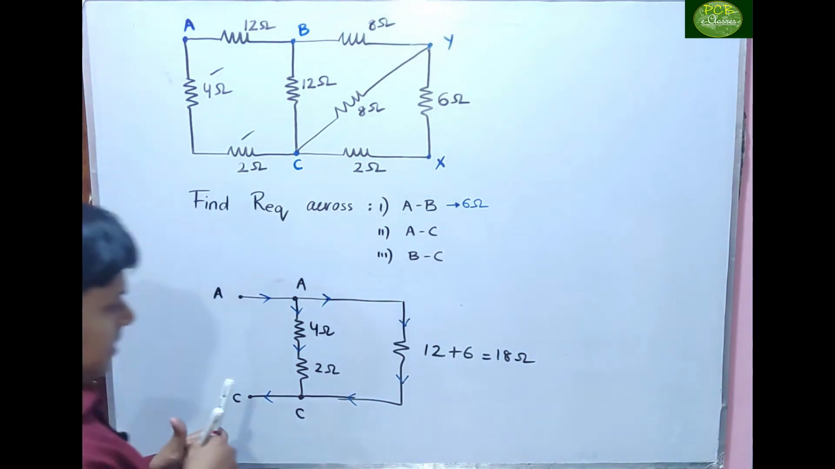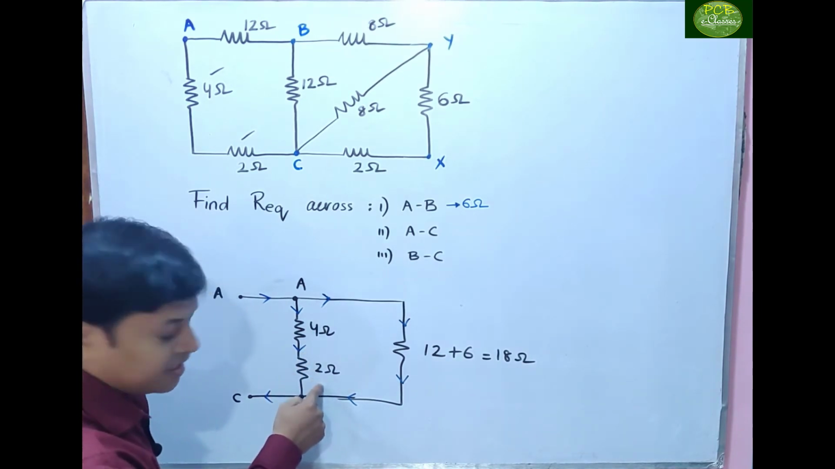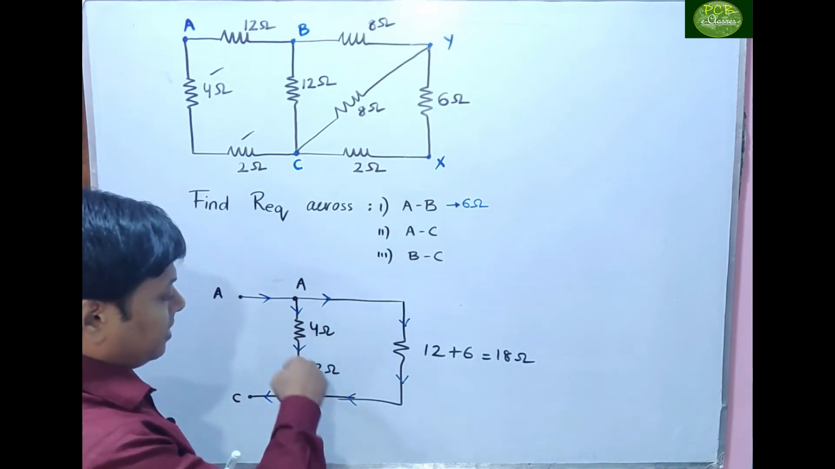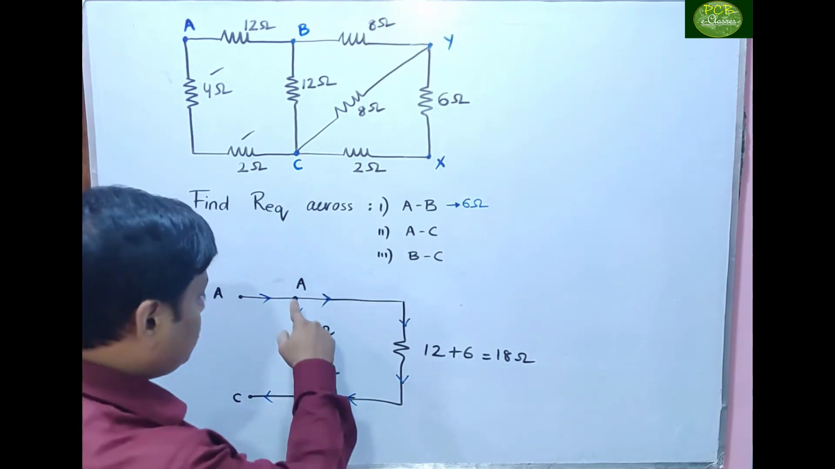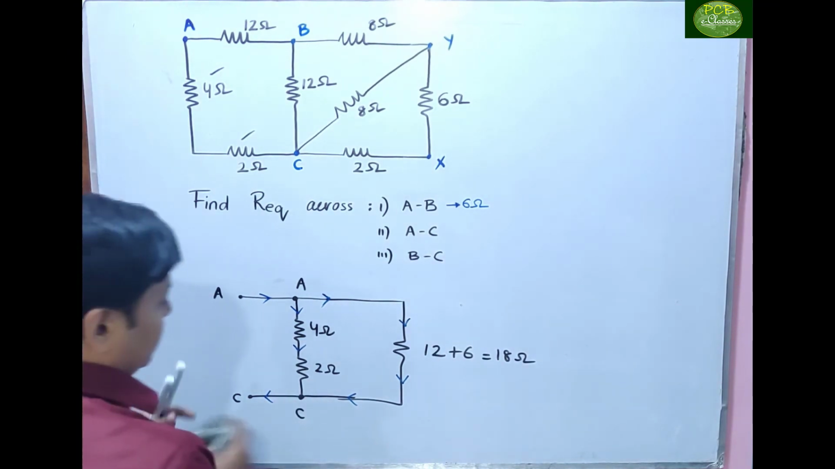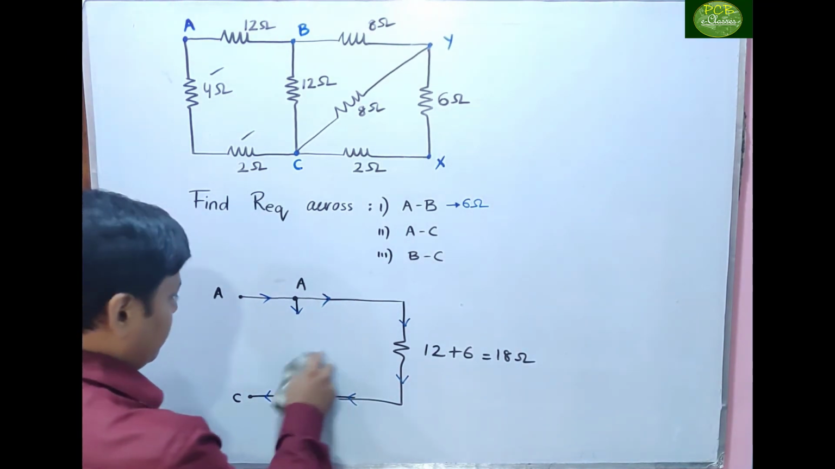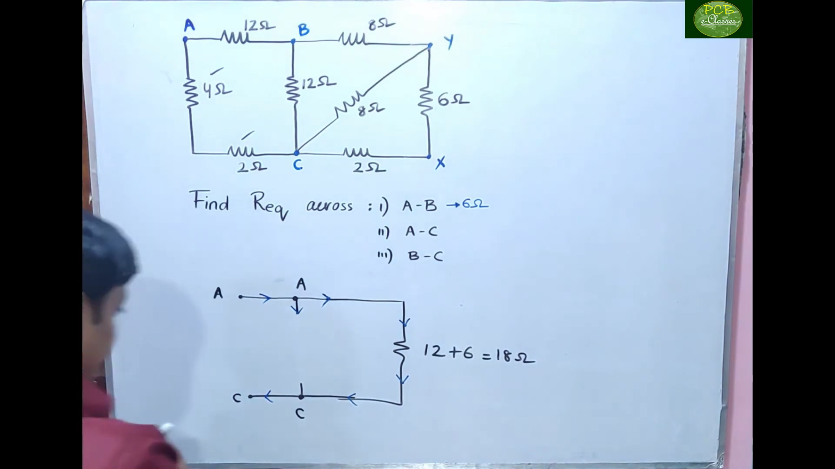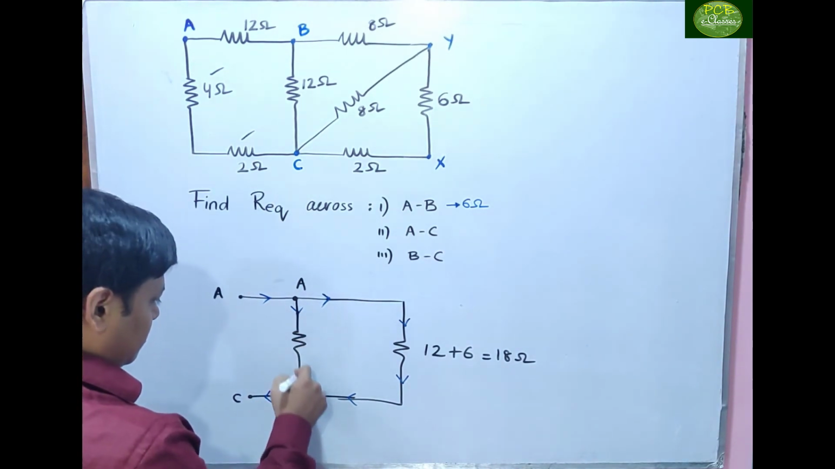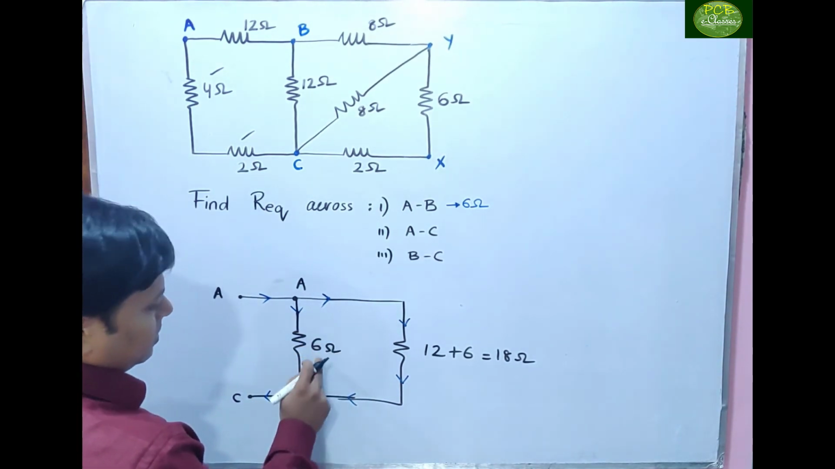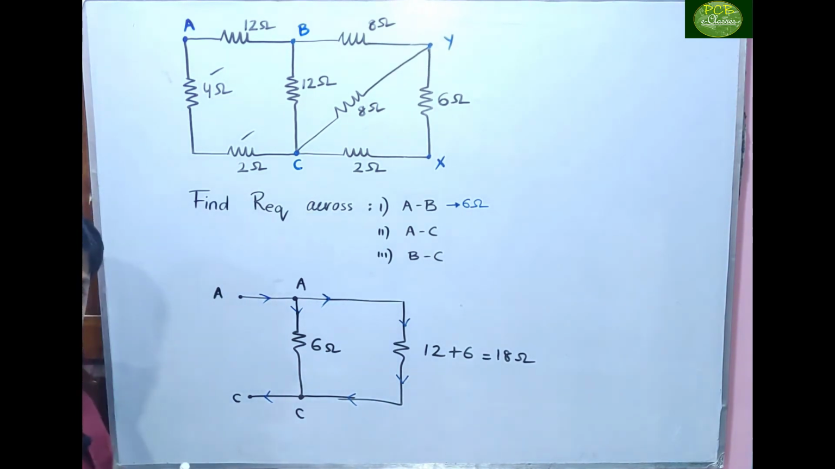Fine. Next, current flowing in the 4 ohm and 2 ohm are the same. So can I say these two are in series? So can I replace them by the 6 ohm? Yes, I can replace these two by 6 ohm. So I can write down this one as 6 ohm. 6 ohm and 18 ohm are parallel to each other.